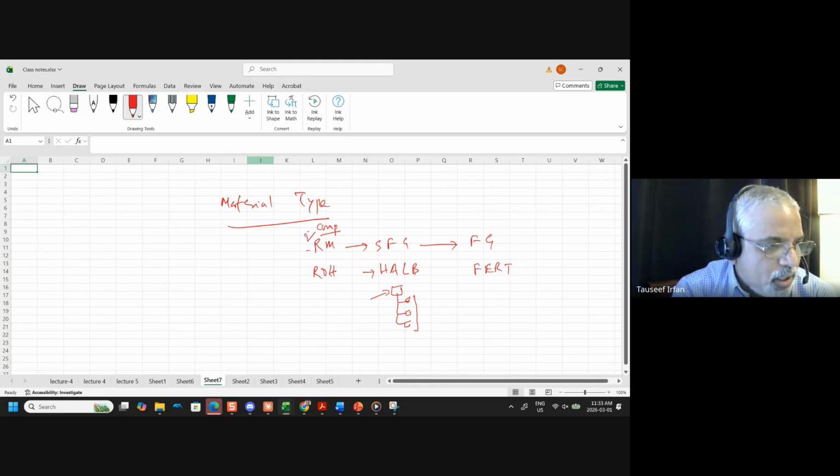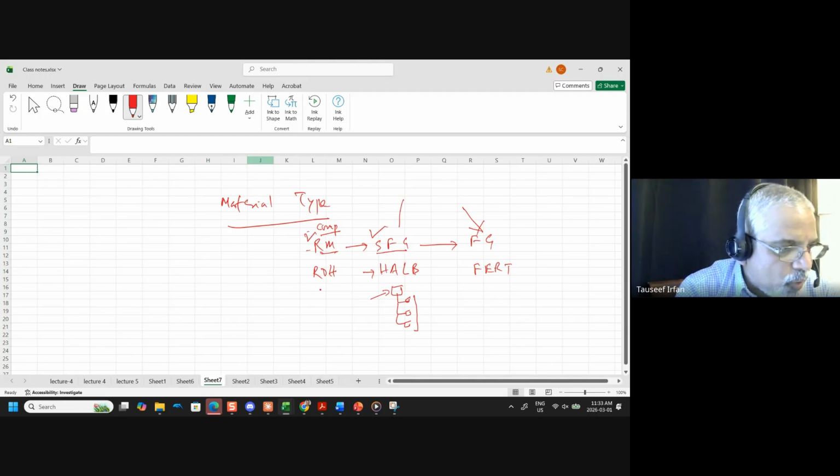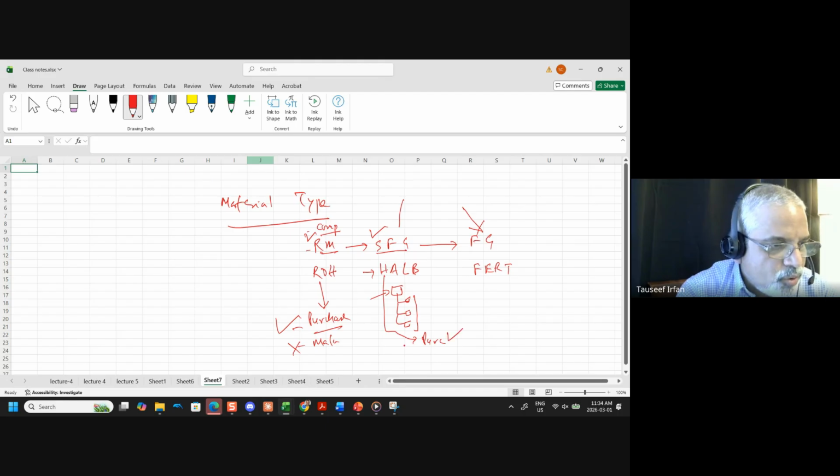You can purchase the raw material, you can purchase the semi-finished also. This is possible. This is raw material ROH. You have to purchase it. You cannot make it. Raw material, you have to purchase. Semi-finished good, HALB, you can purchase and you can make also. Everybody understood? Finished good, FERT, you cannot purchase. You only have to make it.